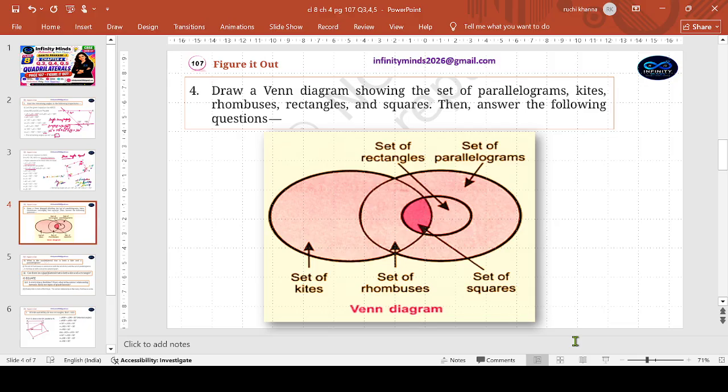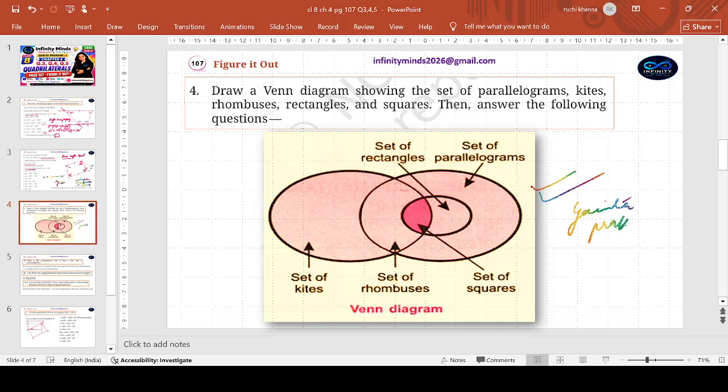Coming to the next one, question number 4. Draw a Venn diagram showing the set of parallelograms, kites, rhombuses, rectangles, squares. Then answer the following questions. Yes, I have shared the answer slide straight away with you. It's not the same, but this is the type which is shared in your textbook also.